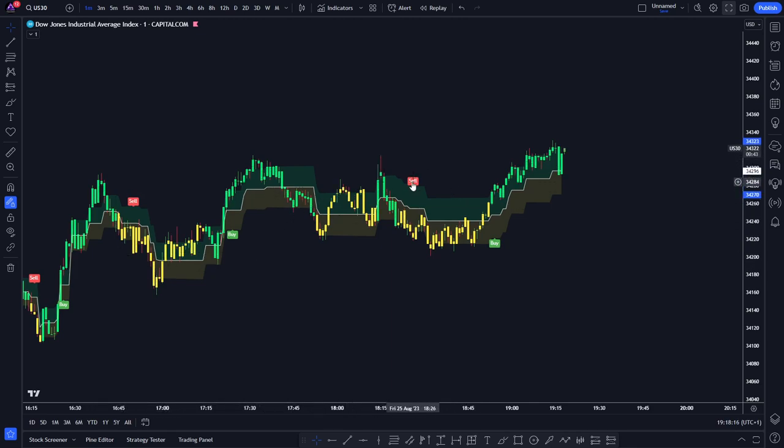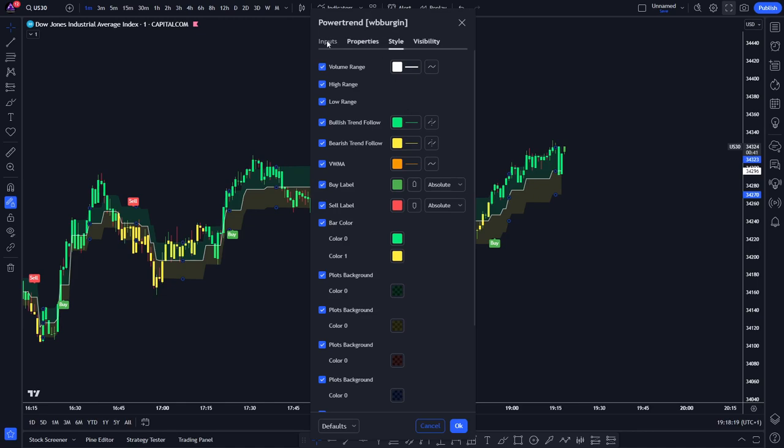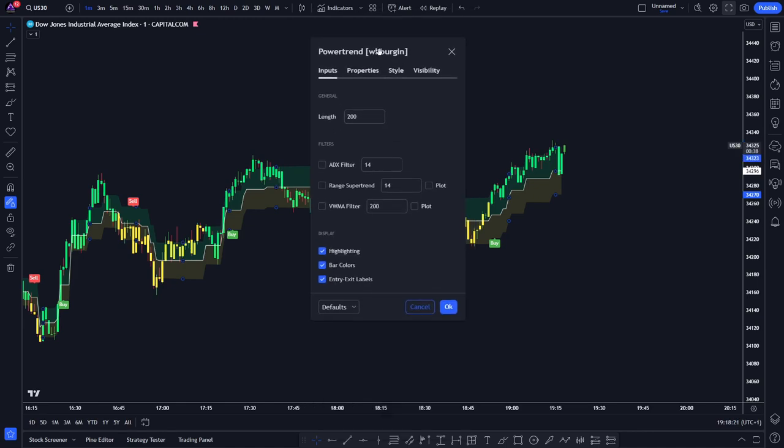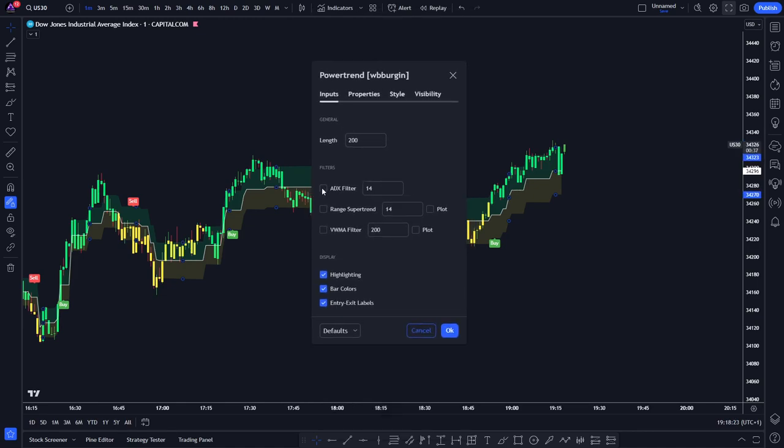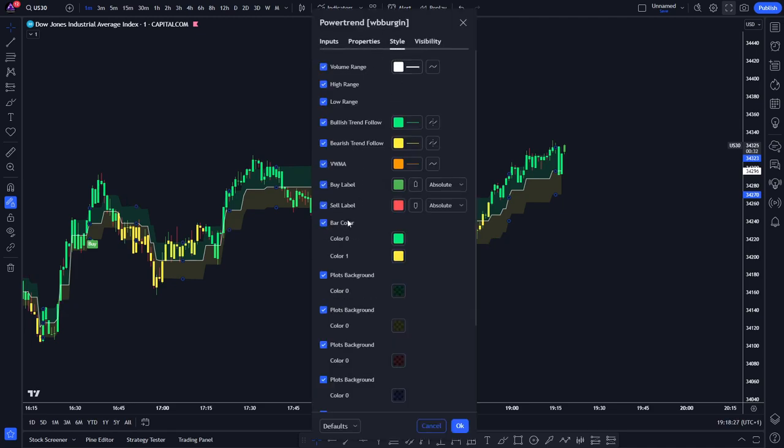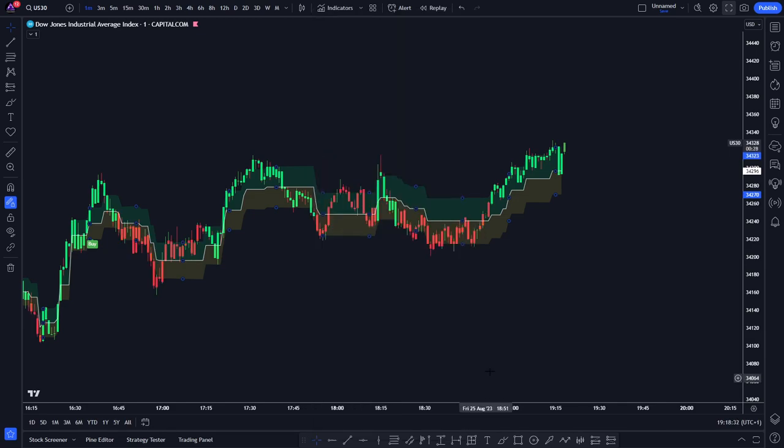For the Power Trend Indicator, some adjustments are required, so double click on it, and in the input section, we are going to enable the ADX filter option. Then head over to the style section. Then you need to also change the bar color from yellow to red. Next, we need to add another indicator to the chart.